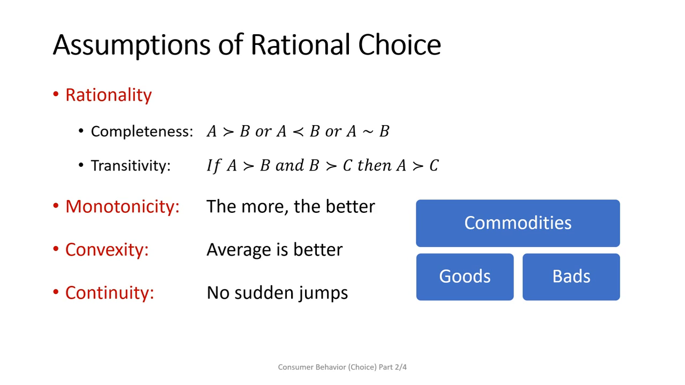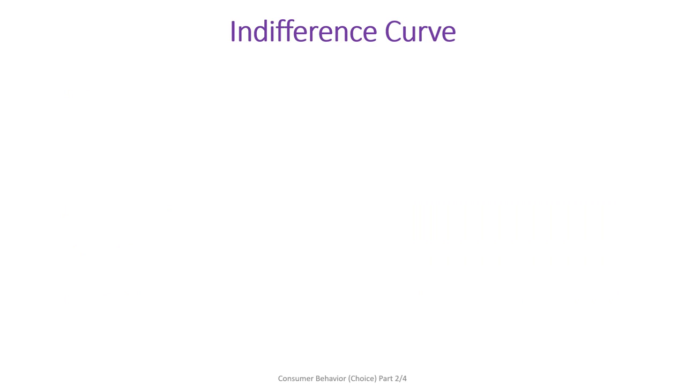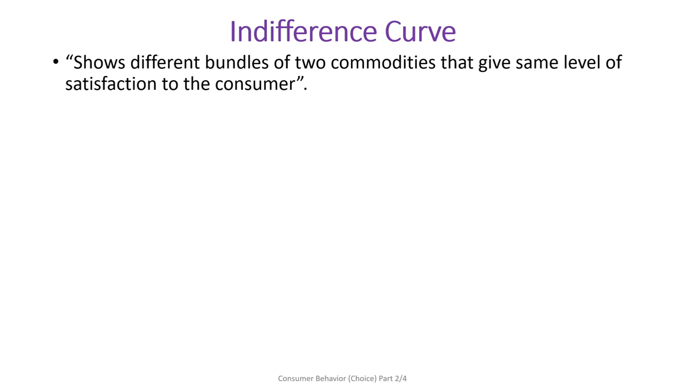The main tool on which the ordinal utility approach relies is the indifference curve. As the name suggests, an indifference curve shows different bundles of two commodities that give the consumer the same level of satisfaction.